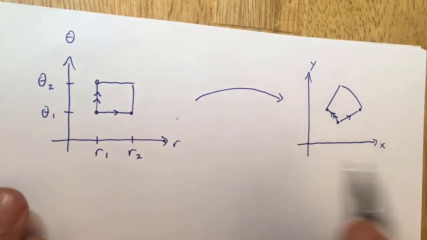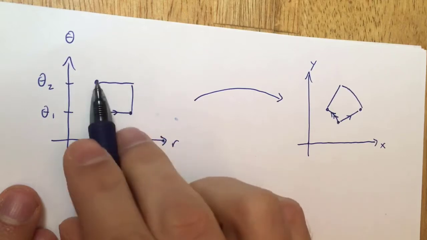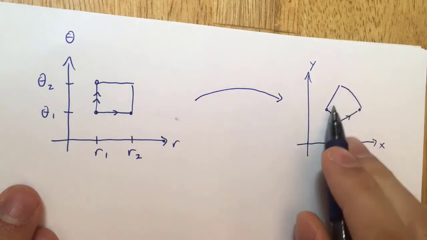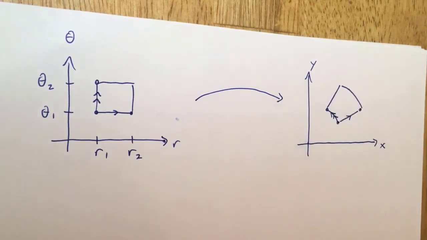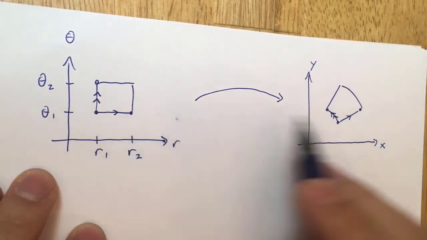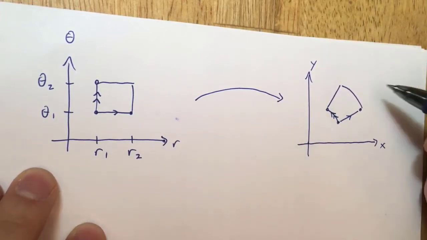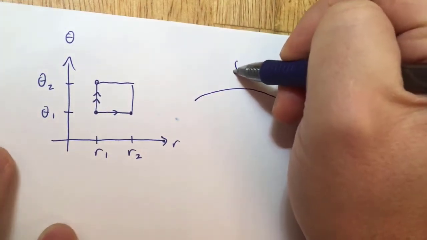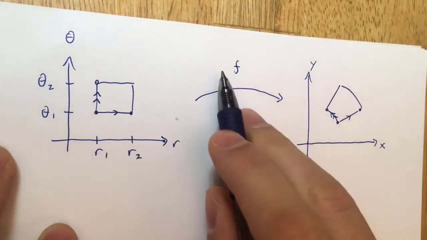What I want to do is see how the area of this rectangle changed as we moved to this wedge. The change in the area, that's the factor we have to multiply the dA by in the integral to accommodate this change of coordinates. That's going to be the Jacobian, the thing that we have to introduce when we change coordinates. How can we get an idea of how the area changed? Well, we can look at the area in this picture. And I'm going to think of the function that took us from one coordinate system to the other one. I'm going to call that f.